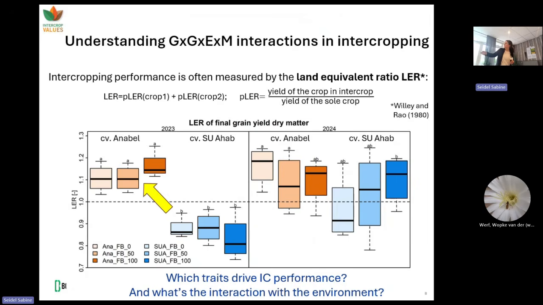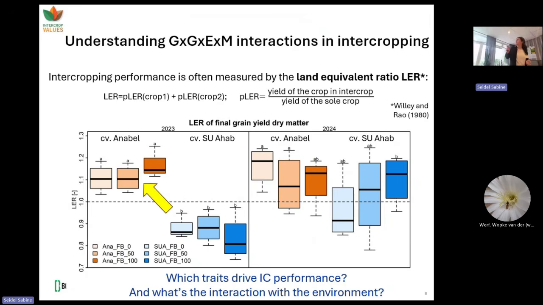And in 1 year, which was a very dry year, we had a very strong cultivar effect. These are 3 N levels, but this we ignore now. And in the other year, it was not the case. So even some years you have a genotype effect, and then in the other you don't have. That makes it even more complicated.